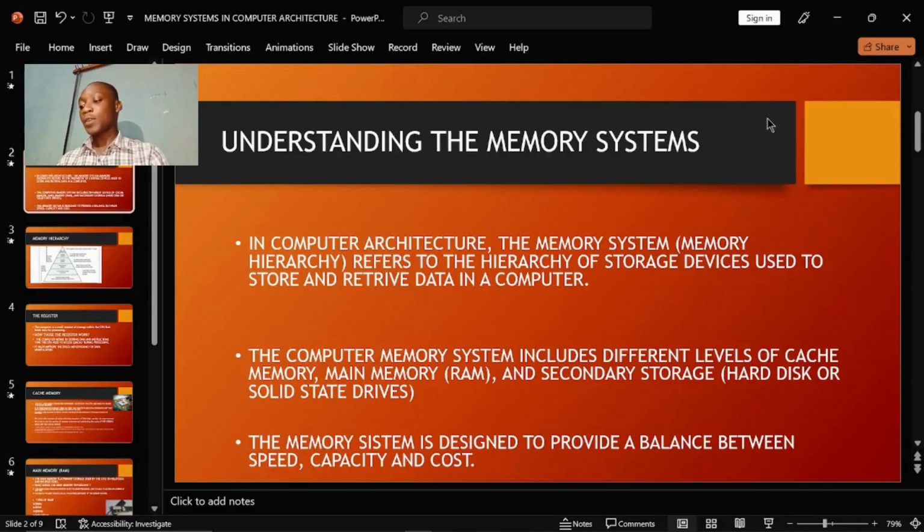So then we ask the question, what's the computer memory system? The computer memory system is also known as the memory hierarchy. It refers to how the computer system stores and retrieves data in the computer. The memory system consists of different components ranging from the cache memory, the register, all the way down to the secondary storage. All these levels are needed by the computer for balance, speed, and capacity in the computer system.